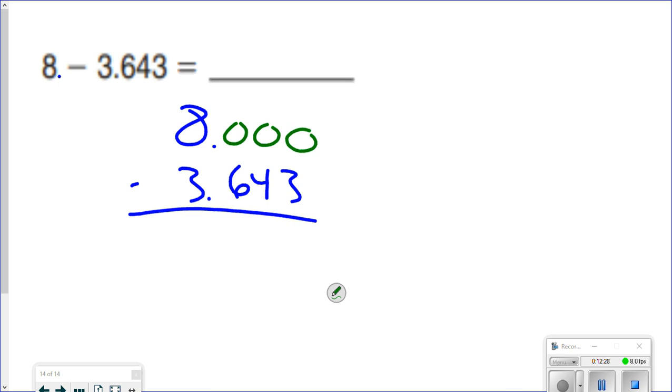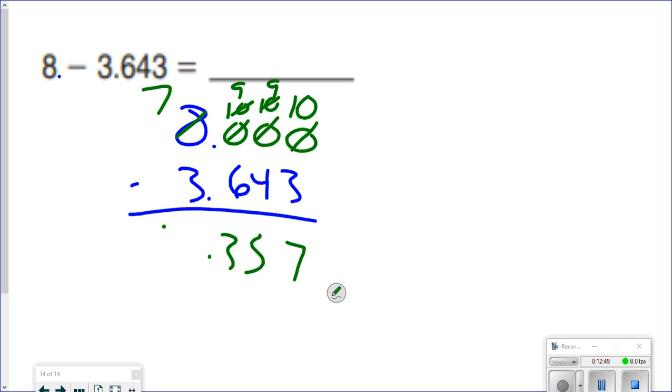Let's solve this one. Make this a 10. I have to borrow. This would be a 10, but I have to borrow, make this a 9. I have to borrow from here, make this a 9. I have to borrow all the way from here. So when I'm subtracting, I get a 7. I get a 5. So 10 minus 3 is 7. 9 minus 4 is 5. 9 minus 6 is 3. 7 minus 3 is 4. 4.357 is my answer.